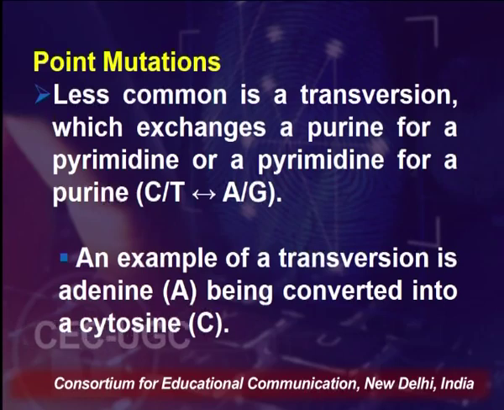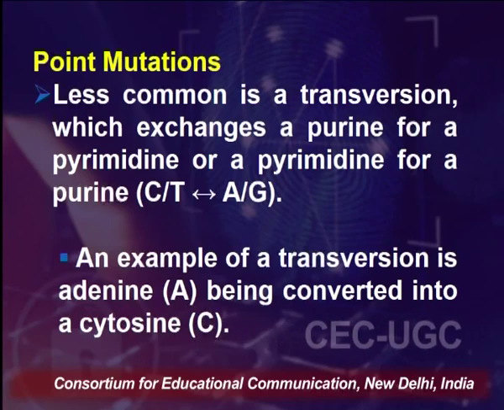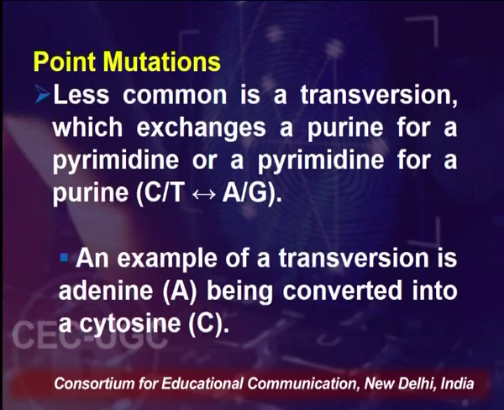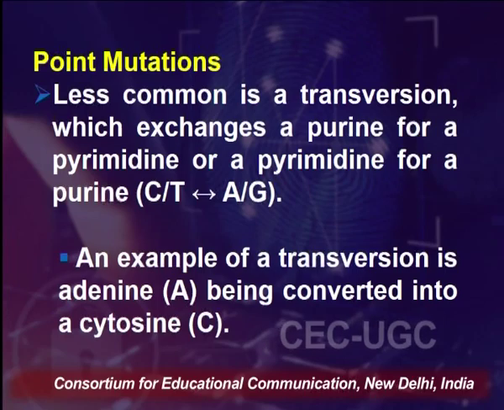So, when we talk about the small scale or point mutation, less common is a transversion, which exchanges a purine for a pyrimidine or a pyrimidine for a purine. So, these are point mutations. Changing from a purine to a purine is very common, but if a purine changes to a pyrimidine or a pyrimidine changes to a purine, that is a less common transversion. An example of a transversion is adenine being converted to cytosine. Although we say that this is a less common point mutation, it might occur in various populations.